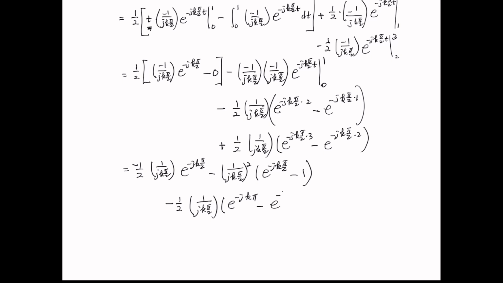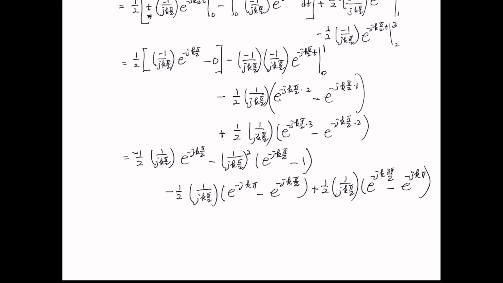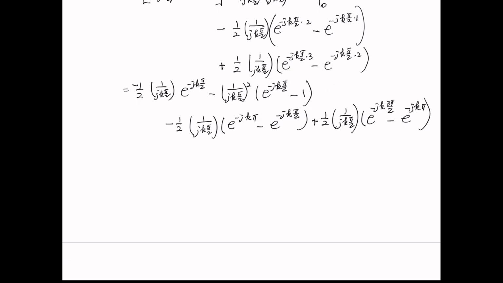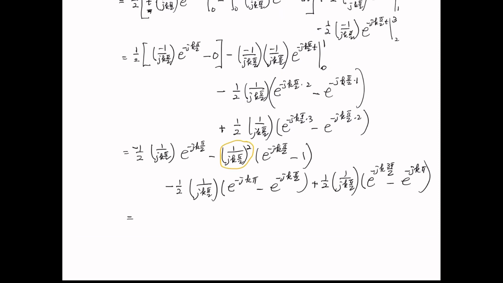and plus 1 over 2, 1 over jkπ/2, e to the negative jk 3π/2 minus e to the negative jkπ. Okay, so now let's simplify a little bit. So we have this 1 over (jkπ/2) squared. So we can factor out, we should have a big bracket in here, taking all 1 over 2.